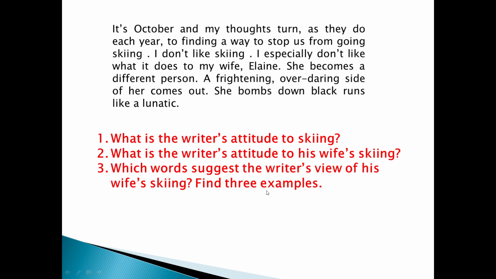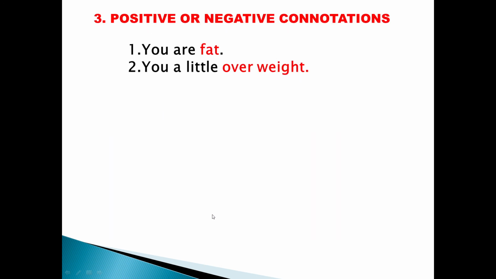Find three examples. What is his view about his wife skiing? Any three examples? Look at this: frightening, overdaring side, lunatic. Isn't it? These are the words that he chooses to describe his wife's skiing. Now, most of the words, every word, has a positive or negative connotation.